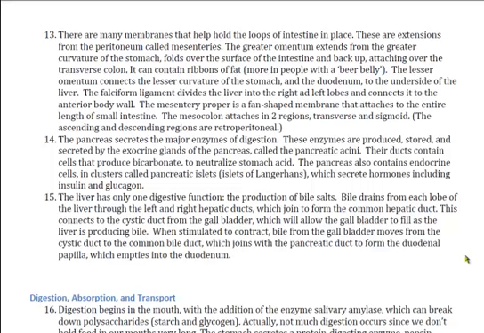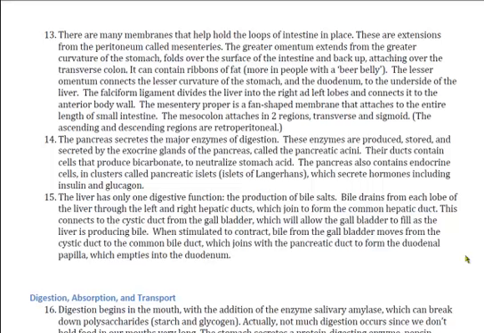Now, the pancreas is a mixed gland, meaning it has some exocrine function, but it also has some endocrine function. The endocrine cells of the pancreas include cells that secrete insulin and glucagon, and the little clusters of endocrine cells in the pancreas are called the pancreatic islets, or islets of Langerhans.